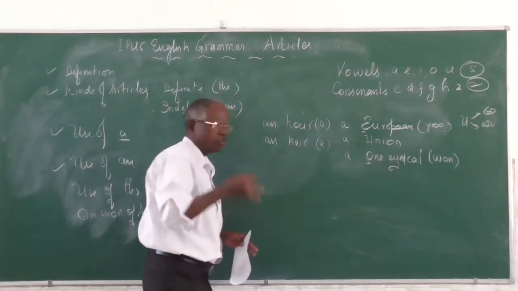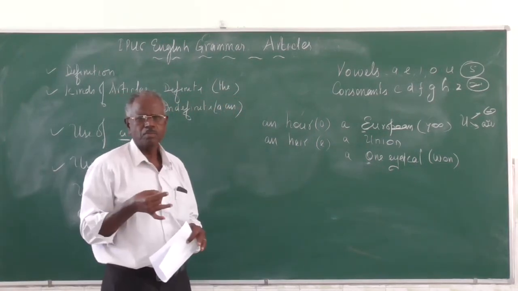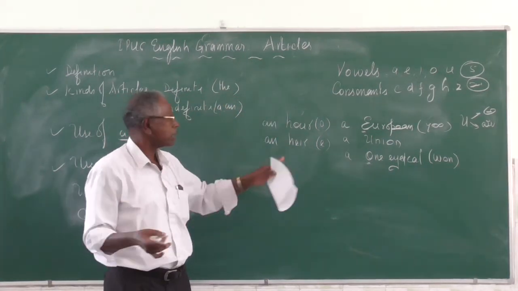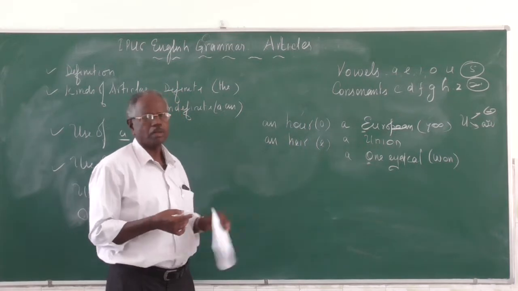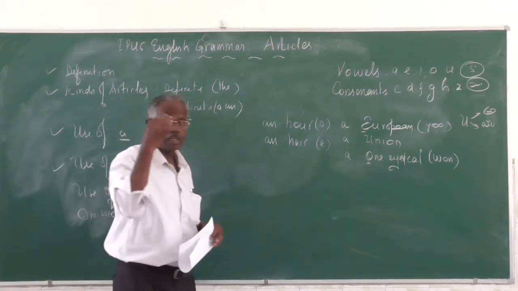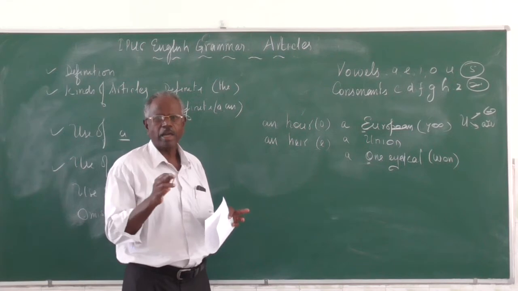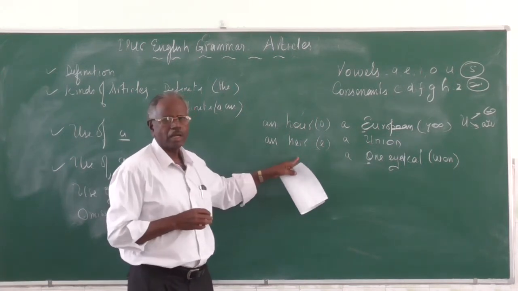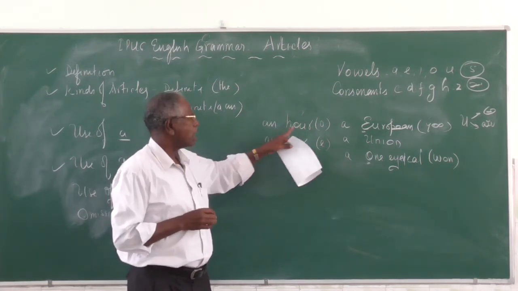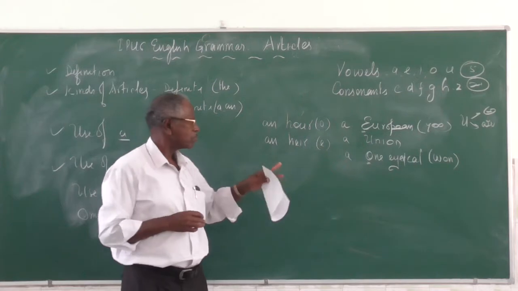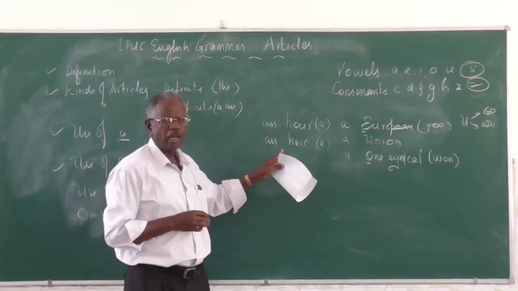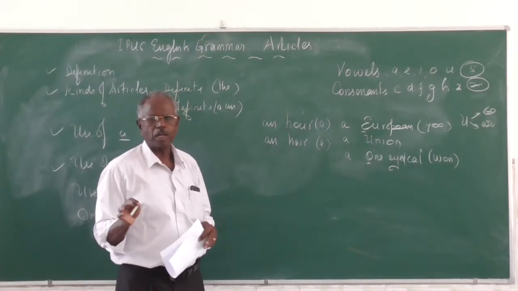H-E-A-R, heir, means... Here it is silent, but this word hair, H-A-R, is different. There is only a hair on it. Here, an heir, the H is silent. An R, he came an hour late. An heir, he is an heir to his father's property.